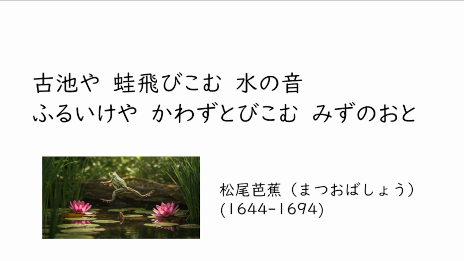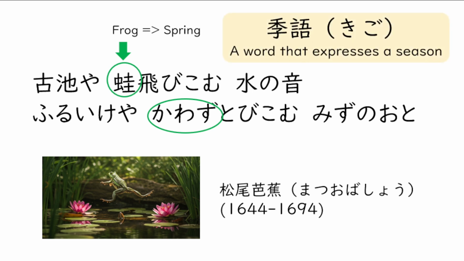You must include a word that indicates a season. In this Basho's poem, the seasonal word is kawazu, which means frog. It represents spring. Kawazu is an old word, while the contemporary Japanese word for frog is kaeru. A word that represents the season is called kigo.